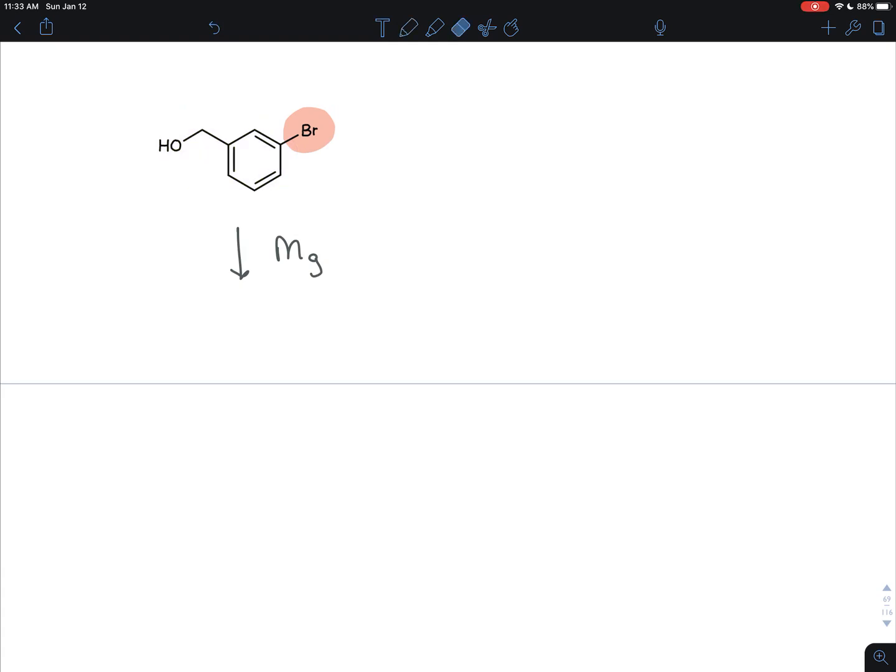But what you can do to work around that and to be able to make the Grignard reagent is to protect this. And you protect alcohols from Grignard reagents by adding trimethylsilyl chloride, TMSCl, in triethylamine.